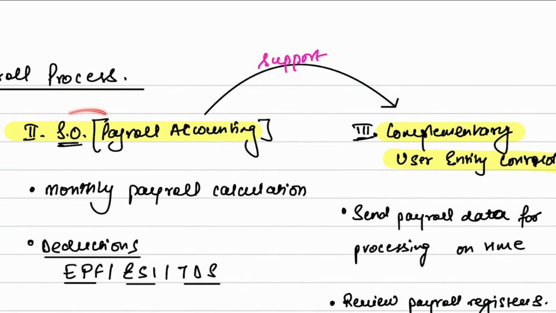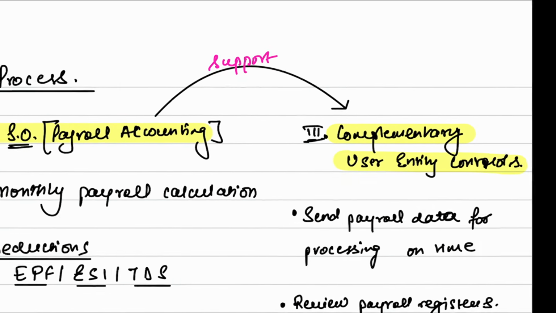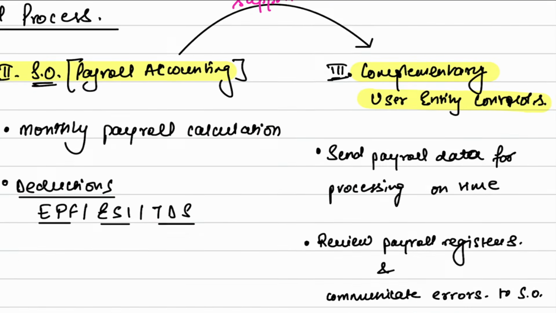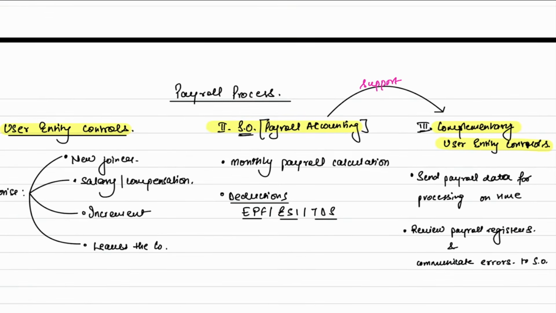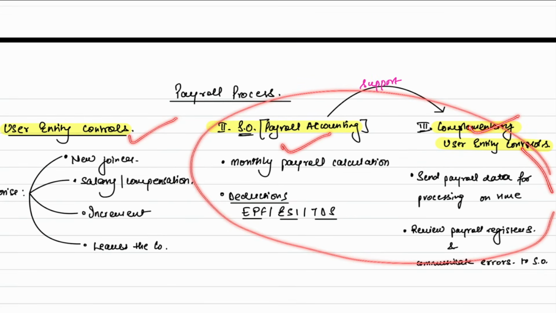Now to support the service organization controls, there should be complementary user entity control. Unless the user entity sends the data, how will they do the payroll calculation? So user entity should send the payroll data for processing on time. Plus, whenever the calculations are done by SO, they should review the registers and communicate the errors to the SO. So three types of controls are user entity general controls, SO controls, and complementary user entity control. These two controls go hand in hand, SO and complementary user entity controls.